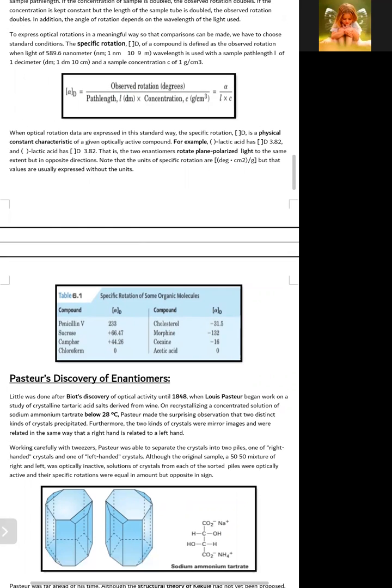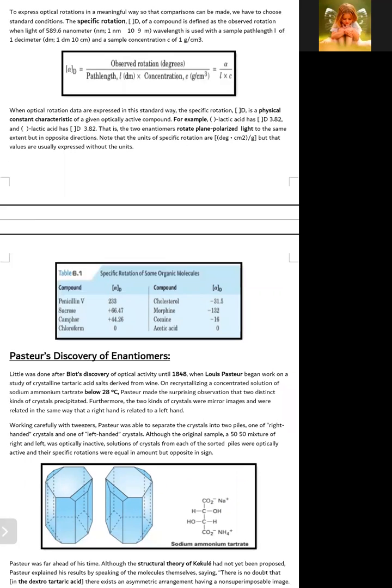When optical rotation data are expressed in the standard way, the specific rotation is a physical constant characteristic of a given optically active compound. For example, minus lactic acid has a specific rotation of minus 3.82, and plus lactic acid has plus 3.82. The two enantiomers rotate plane polarized light to the same extent but in opposite directions.